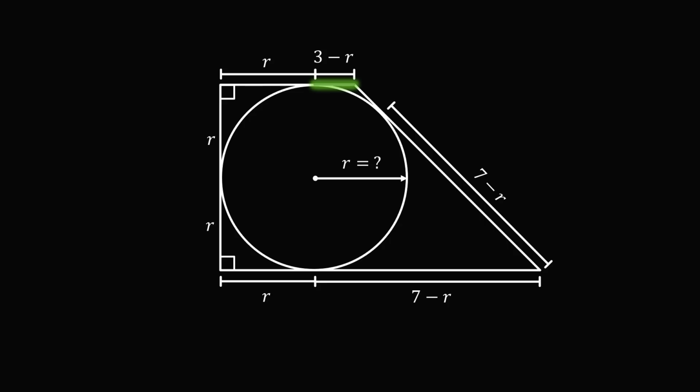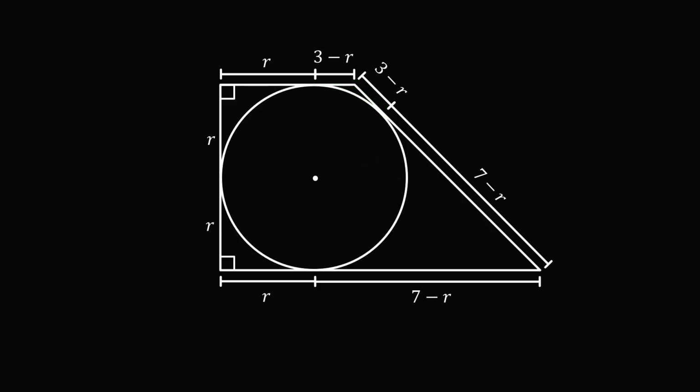Let's do the same for the top side of this trapezoid. Here we have a point and we have a tangent line segment. We can swing this to another point, so we have another tangent line segment. So these 2 lengths will be equal to each other. So this length will be equal to 3 minus r.